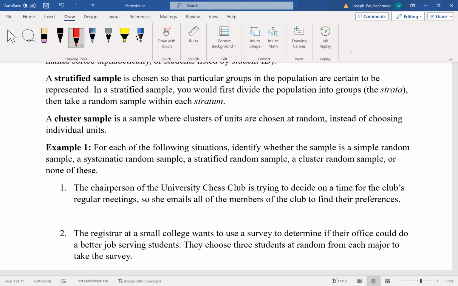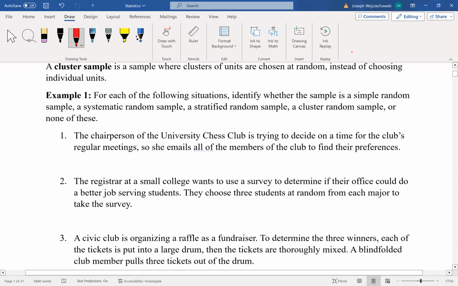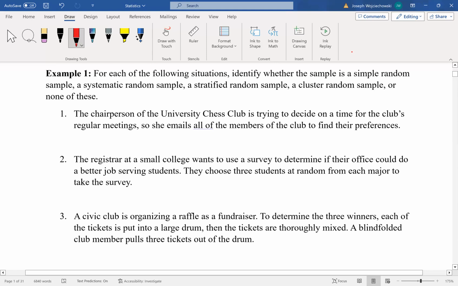So look at our example here. For each of the following situations, identify whether the sample is a simple random sample, a systematic random sample, a stratified random sample, or a cluster random sample, or none of these. So we have the chairperson of the University Chess Club is trying to decide on a time for the club's regular meeting. So she emails all of the members of the club to find their preferences.